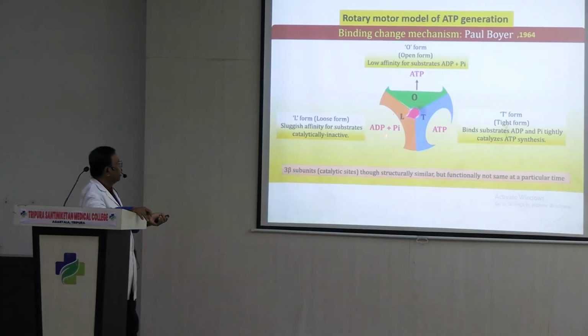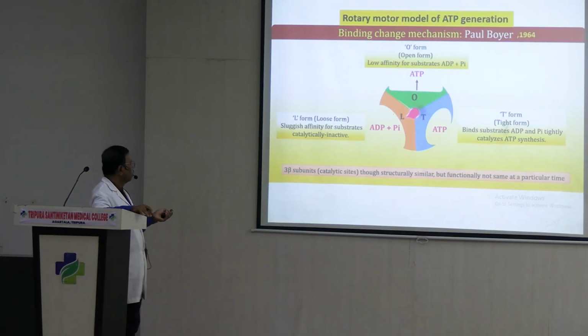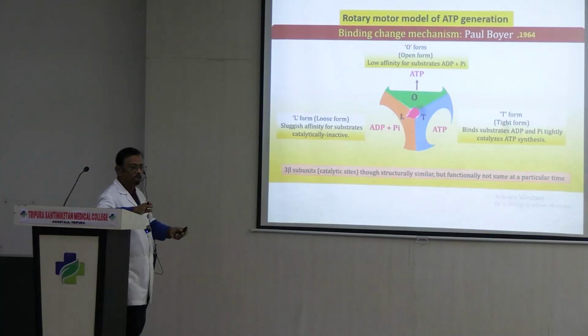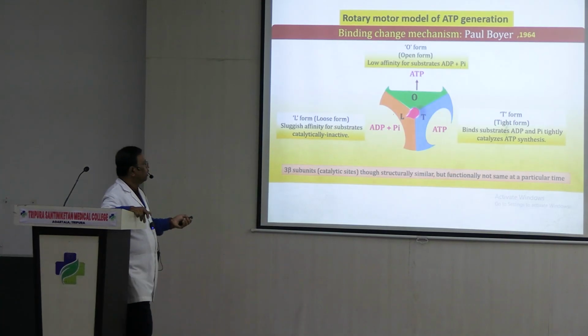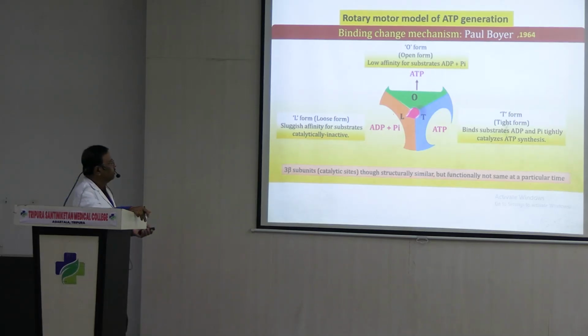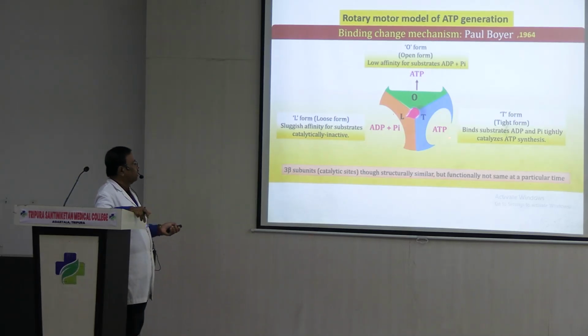Okay. Now another is L form. It is loosely, it has low affinity for substrate ADP and PI. So when it is in L form, this ADP and PI is loosely bound to the beta subunit. And another is T form. It is tight form. It binds substrate ADP and PI tightly and catalyzes ATP synthesis.